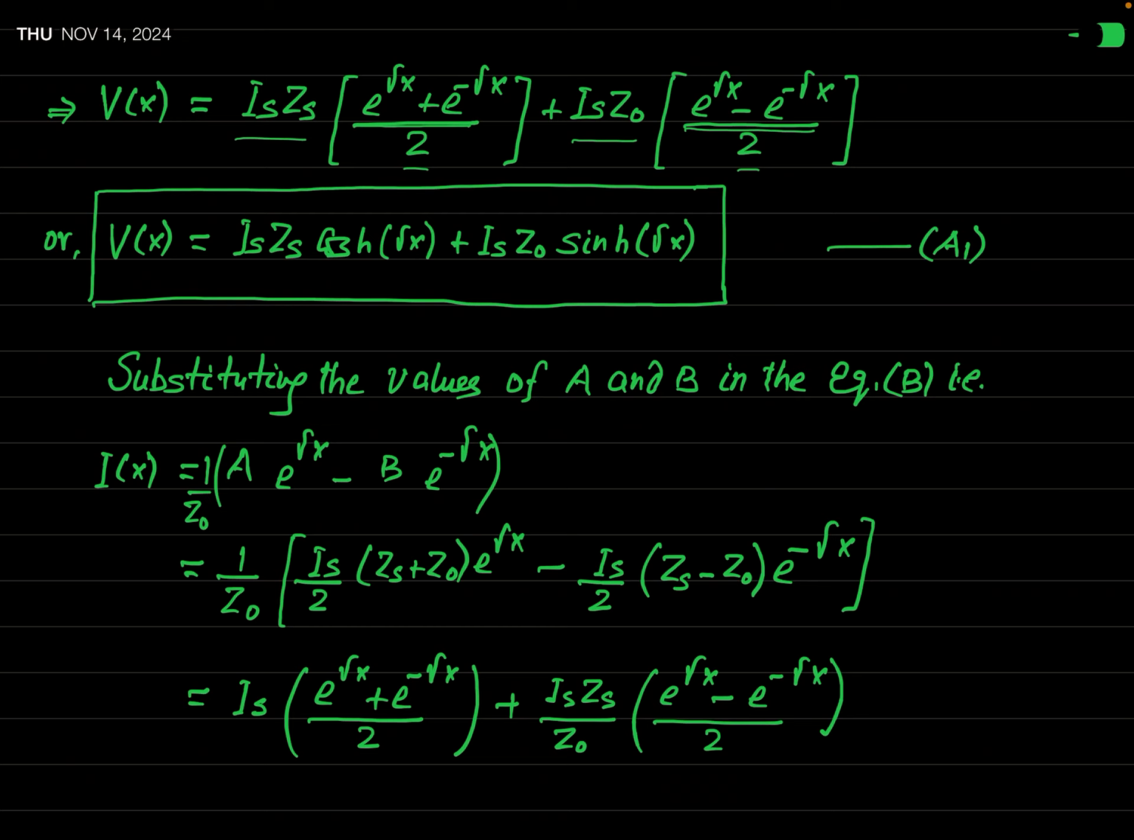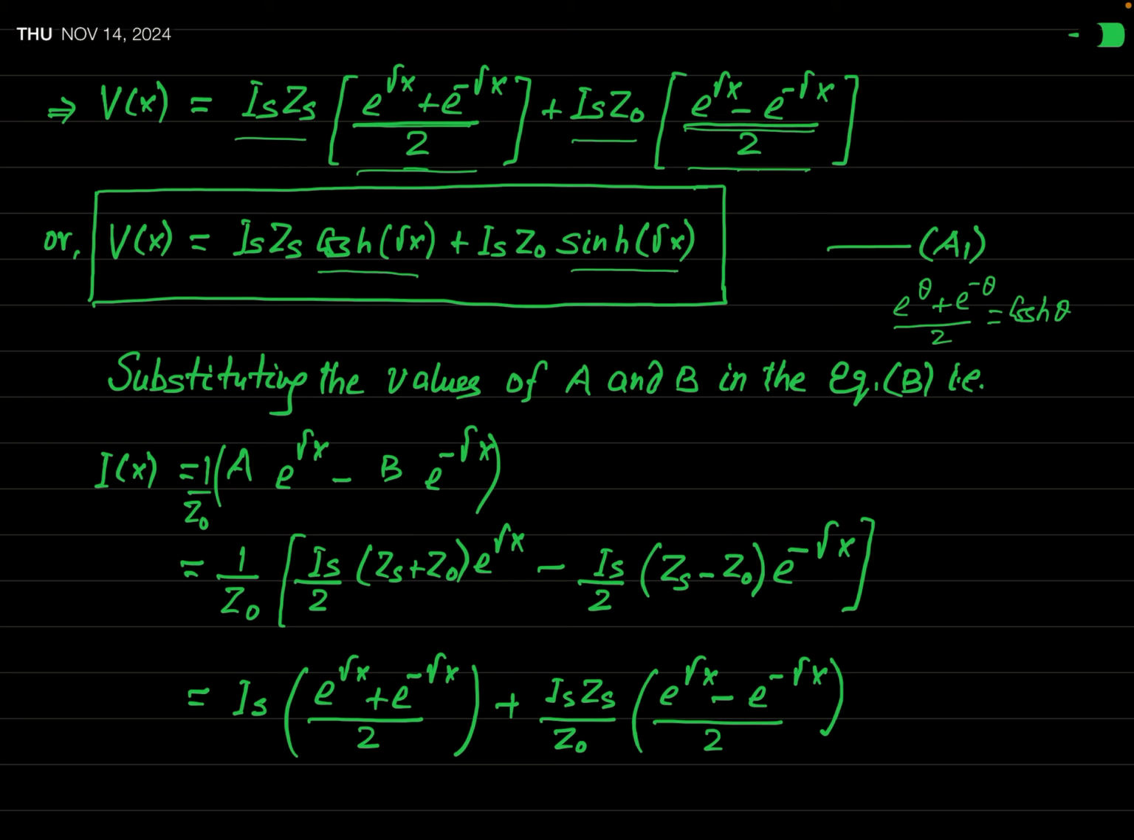But you know, e to the power theta plus e to the power minus theta divided by 2, what is this? This is cos hyperbolic theta. So instead of this bracketed expression, I have written here cos hyperbolic gamma x. And you also know e to the power theta minus e to the power minus theta divided by 2, that is sin hyperbolic theta. So the expression inside the second square bracket will be equal to sin hyperbolic gamma x.